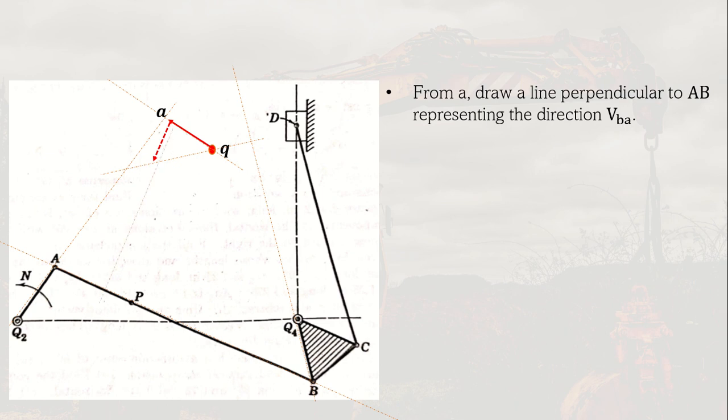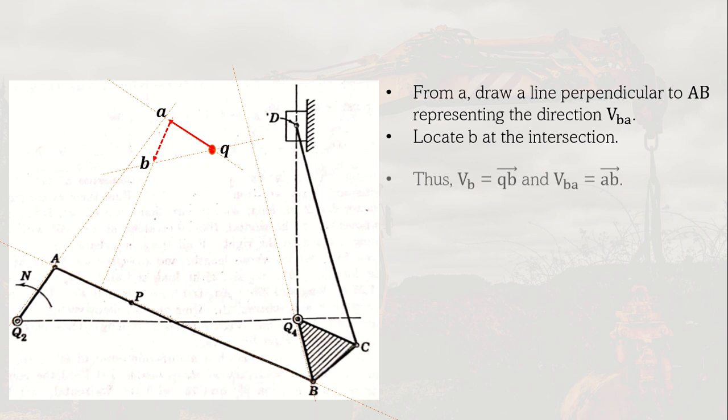This line here is perpendicular also to AB because the velocity polygon is just a mirror of the actual linkage, and they are perpendicular. So the AB in the velocity polygon is perpendicular to the AB in the actual linkage. And then we locate B at the intersection. Since the direction of B is in this line here, the intersection would be the velocity of B. So the velocity of B is therefore the QB.